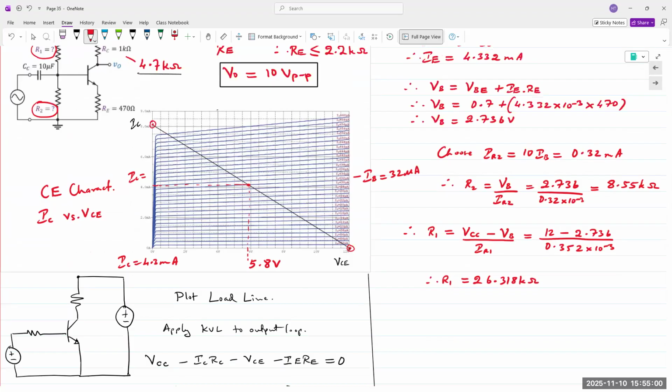And you join the 2 points. Once you join the 2 points, you have your load line. This is your load line. Once you have this load line, you pick a value for IB. We want it to be somewhere in the center of the active region.